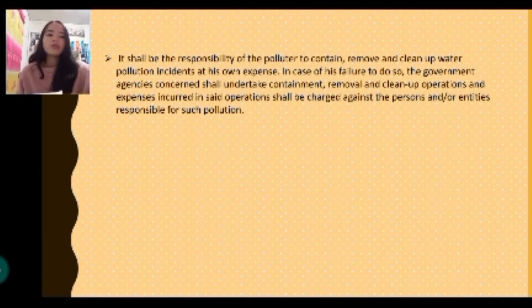It shall be the responsibility of the polluter to contain, remove, and clean up water pollution incidents at his own expense. In case of his failure to do so, the government agencies concerned shall undertake containment, removal, and clean-up operations, and expenses incurred in said operation shall be charged against the persons or entities responsible for such pollution.